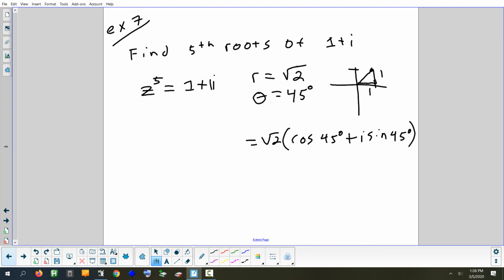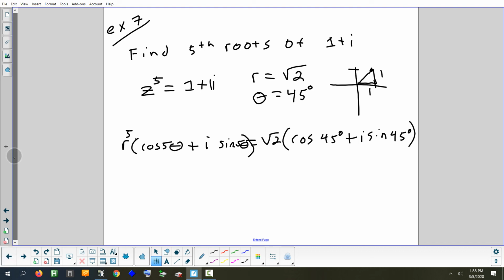R cosine theta. Yeah, and then sine theta. Now, what power are we raising that to? 5. So let's do it at the same time so we don't have to write it twice. How would this look if you raise it to the 5th power? R to the 5th, cosine 5 theta, sine 5 theta.